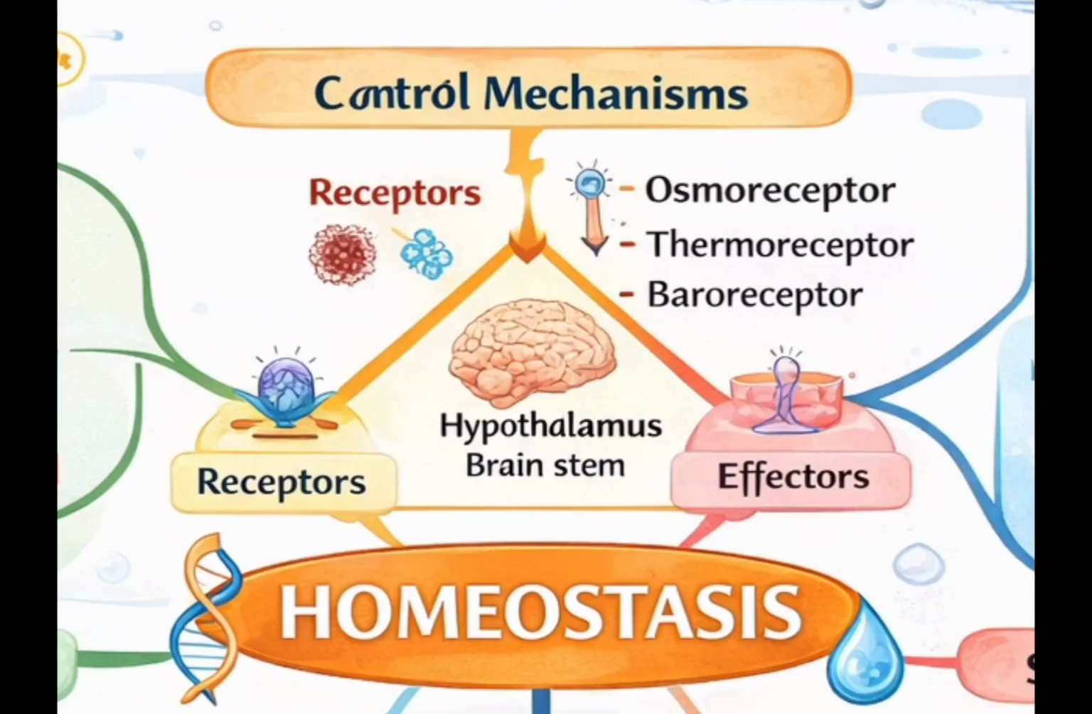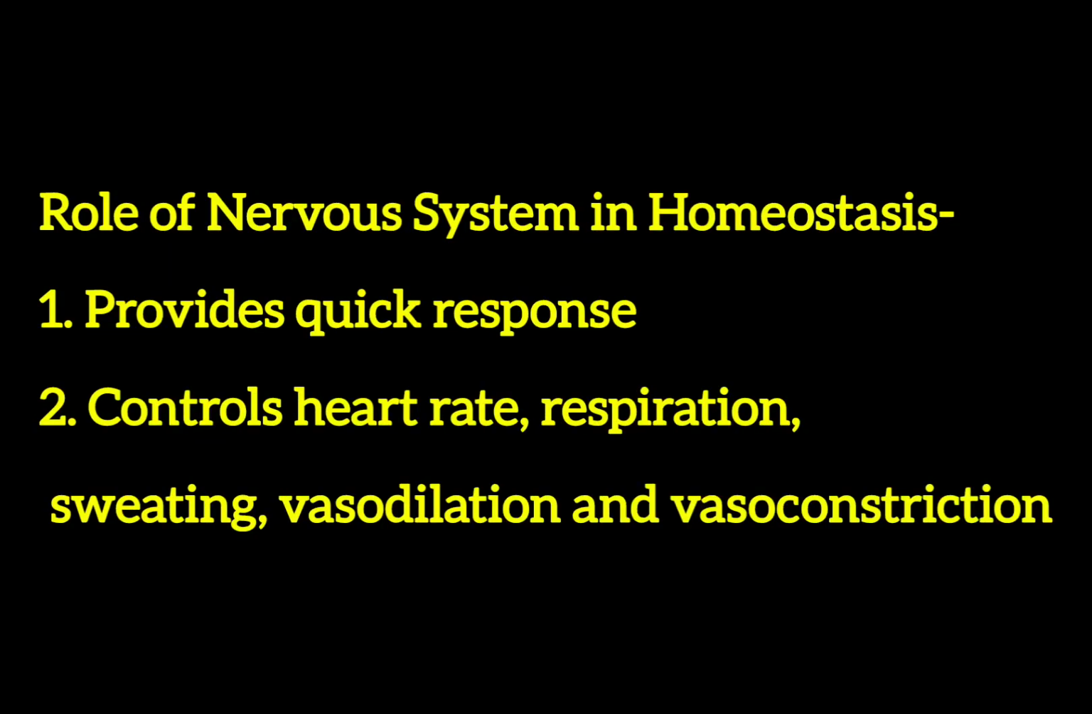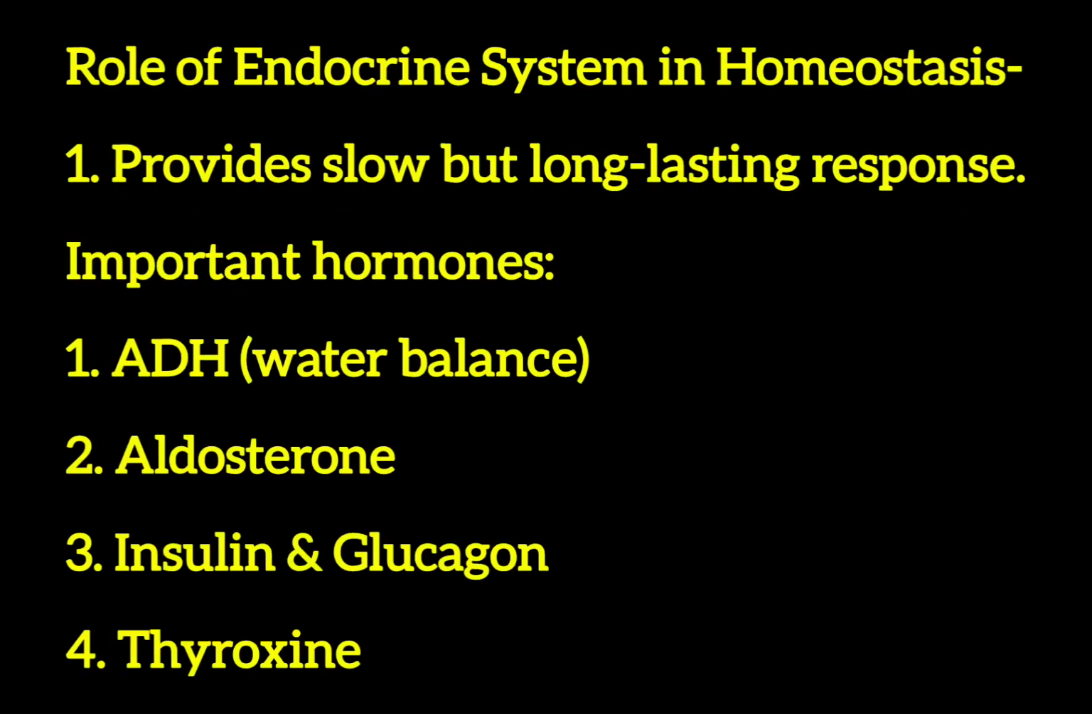Next, the role of the nervous system in homeostasis: it provides quick responses to control the heart rate, respiration, sweating, vasodilation, and vasoconstriction. All of this we have already discussed in my last video. If you have any doubt in this video, then please go through those previous videos of mine, which are linked below. So how does the endocrine system maintain homeostasis?